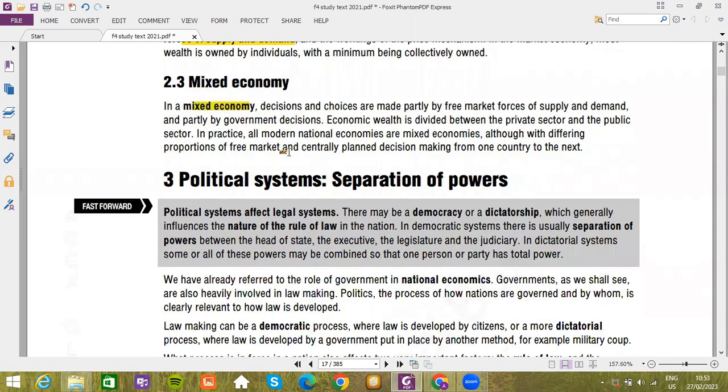Mixed economy is basically a mixture of both the government as well as the market forces. So decisions and choices are partly made by free market forces of supply and demand and partly by government decisions. Economic wealth is divided between the private sector and public sector, as I've told earlier. It's basically in the hands of both, 50-50. In practice, all modern national economies are mixed economies. So we can note down this point over here: all modern national economies are mixed economies, although with differing proportions of free market and centrally planned decision making from one country to the next.